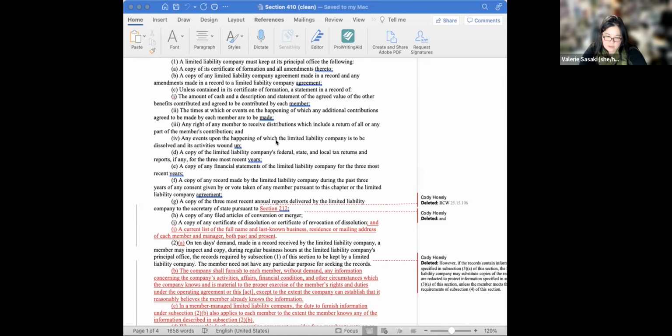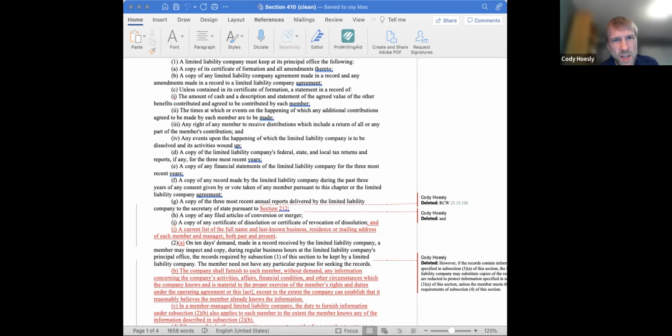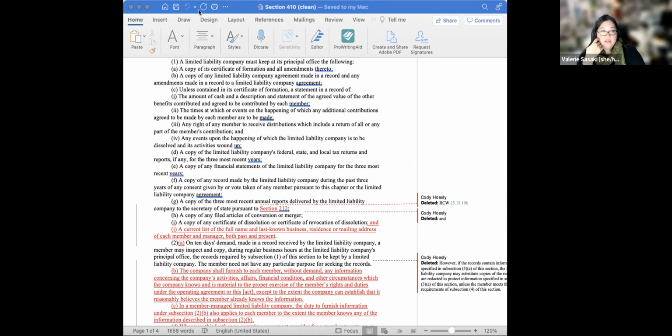Because I think your initial handout, Cody, when we went through this before, started with ROLCA and then listed the corresponding RCW sections. Does that sound right? Well, yes, and in the comments it's showing the red lines, but wherever there was a reference to an RCW, I changed it to a reference to the applicable ROLCA provision as we've been adopting it.